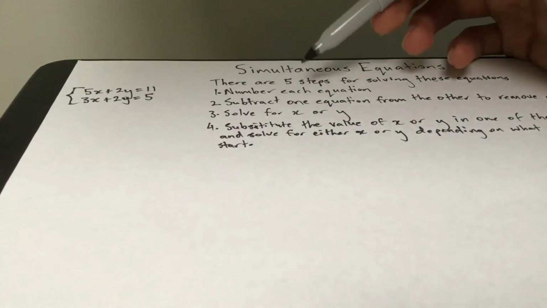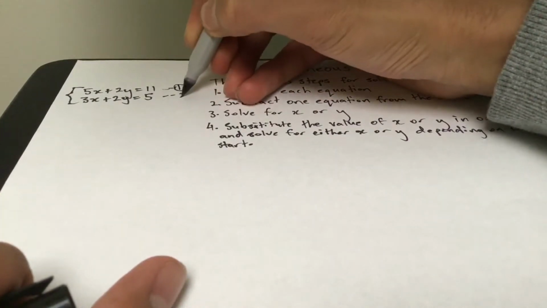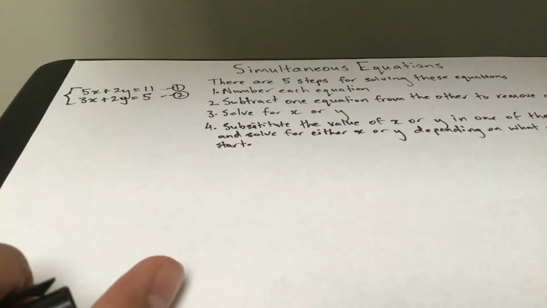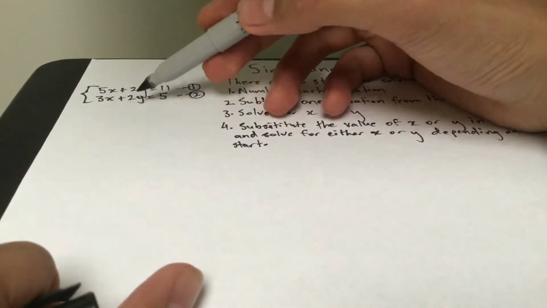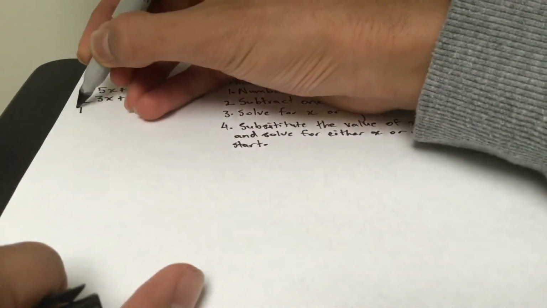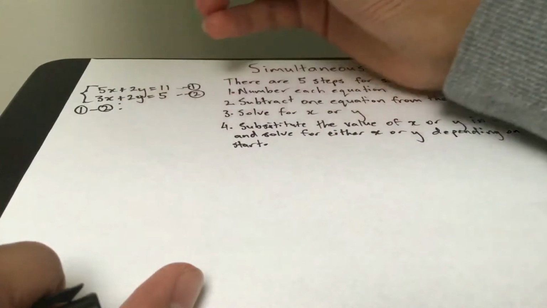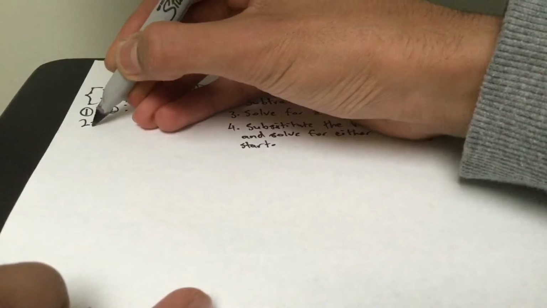So the first step is to number each equation. So we number 1 and 2. And then the second step is to either subtract or add to remove one of the variables. In this case, we need to subtract equation 2 from equation 1 to get rid of the variable y. So we do equation 1 minus equation 2.